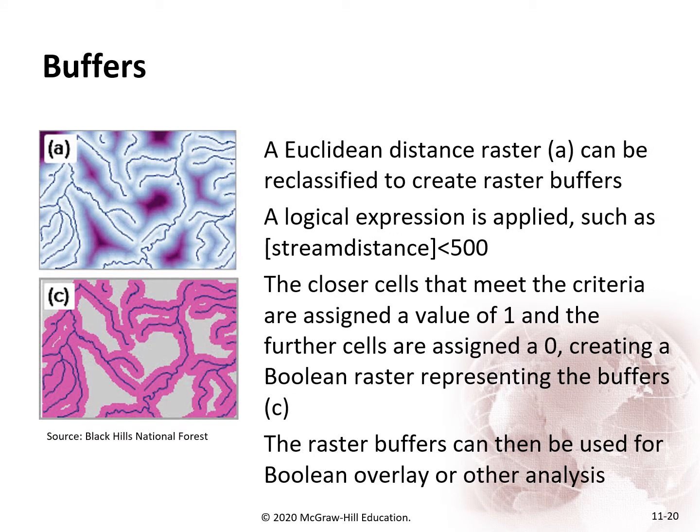You can use a Euclidean distance and reclassify it to create buffers. So for example, if you calculate out the distance to a stream, you can then select everything that's under a certain value, and that would literally give you a buffer out to that distance.